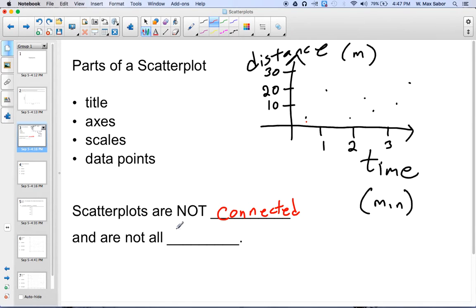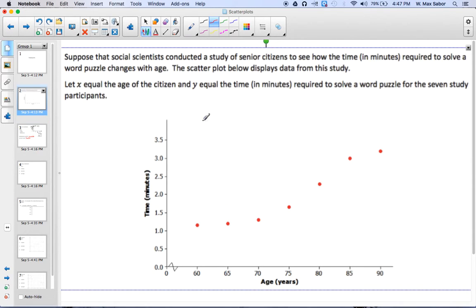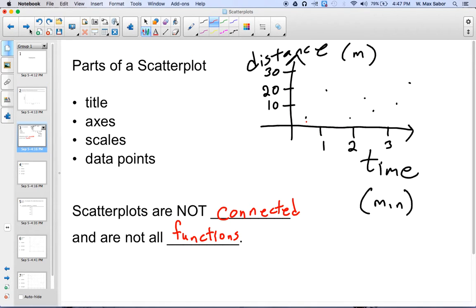And some scatter plots are functions, but not all of them are functions. In this scenario we didn't, but it's possible to have two people with the same age having different times that it takes them to complete the puzzle. So you can have it be a function. For example, this one each time has a different distance, but it's possible to have a scatter plot that is not a function.